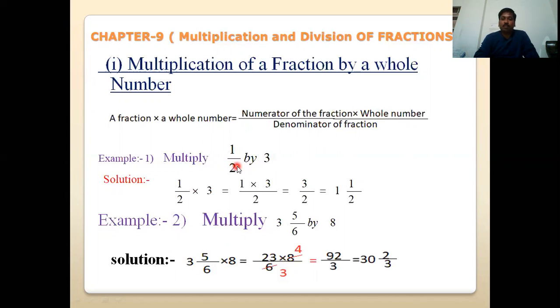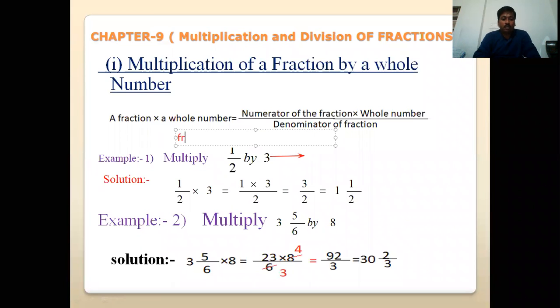Now let us take an example to understand this type of multiplication. One is the fraction and another is the whole number. Here let us take an example: 1 by 2 into 3. Children, this is 1 by 2, this is the fraction, and this is the whole number. You know very well about that. This is also called the whole number.